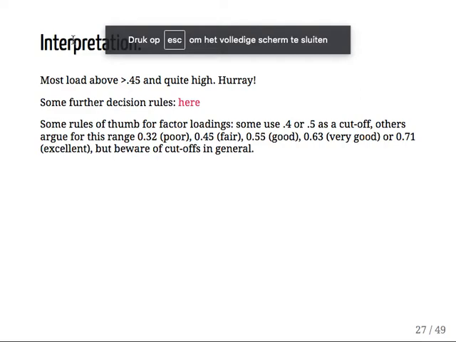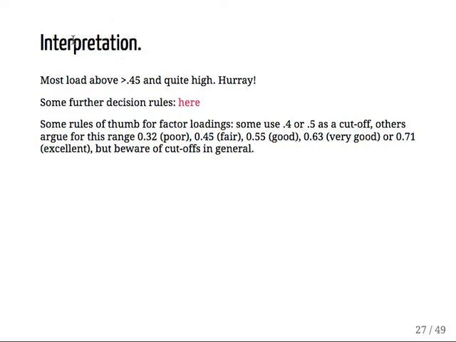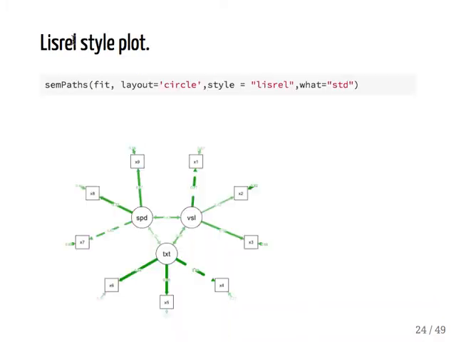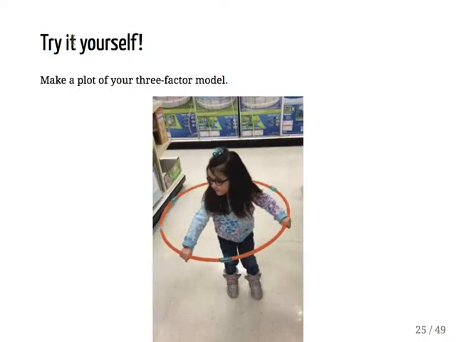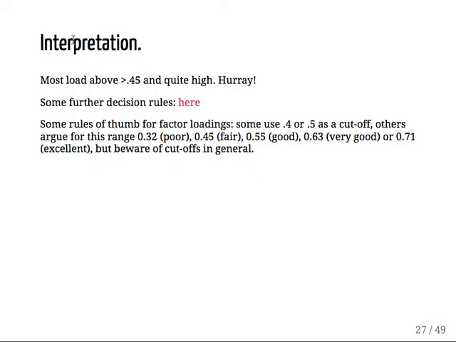Back to this. So interpretation. Most of them, if you look at the standardized scores, I won't go back to it entirely, but you could see from these types of graphs, most of them, in my example, load above 0.45, so that's quite good. There are some further decision rules you can read on, like whether you should keep an item or not. People use 0.4 or 0.5 as cutoff values. Others use a range like 0.32 is poor, fair, good, very good, excellent. Again, as with these other things like RMSEA and p-values, you should be aware that rules of thumb are rules of thumb, and it's a gliding scale, so you shouldn't place arbitrary cutoffs.